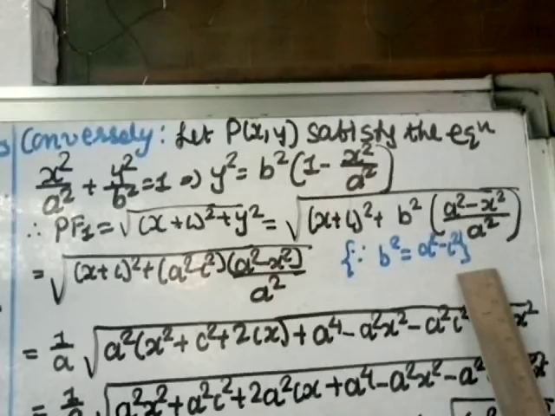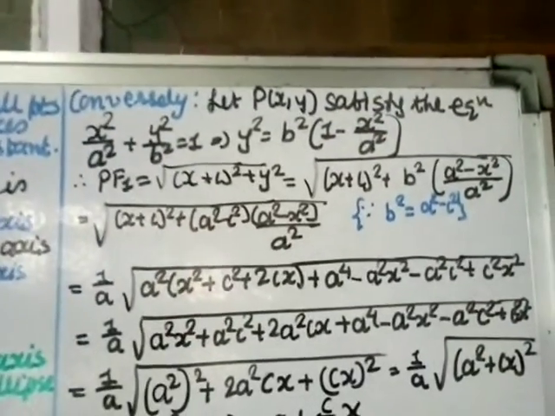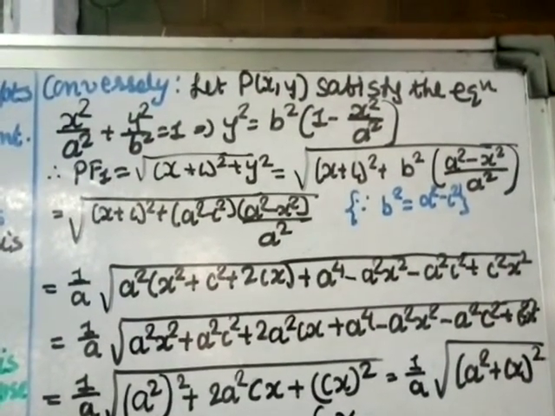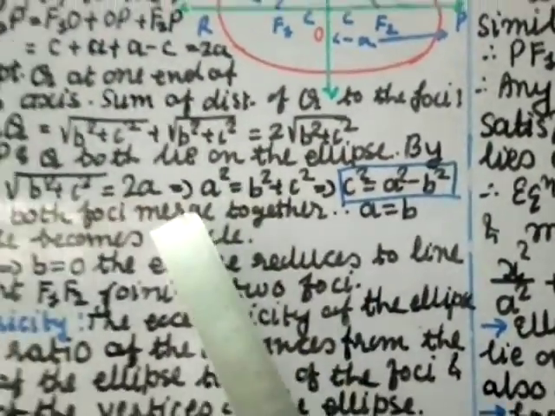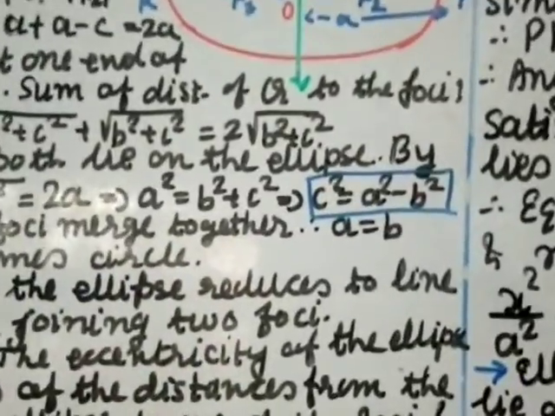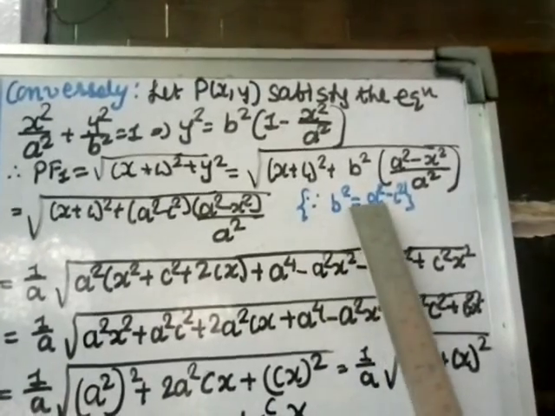Now this b square value we know it is a square minus c square. Okay, the relation between semi-major axis, semi-minor axis and the distance of focus from the center of the ellipse. Okay, we found this one. So from here, if you transfer c square over here, you get b square as a square minus c square. Okay, so we put here this value as a square minus c square.